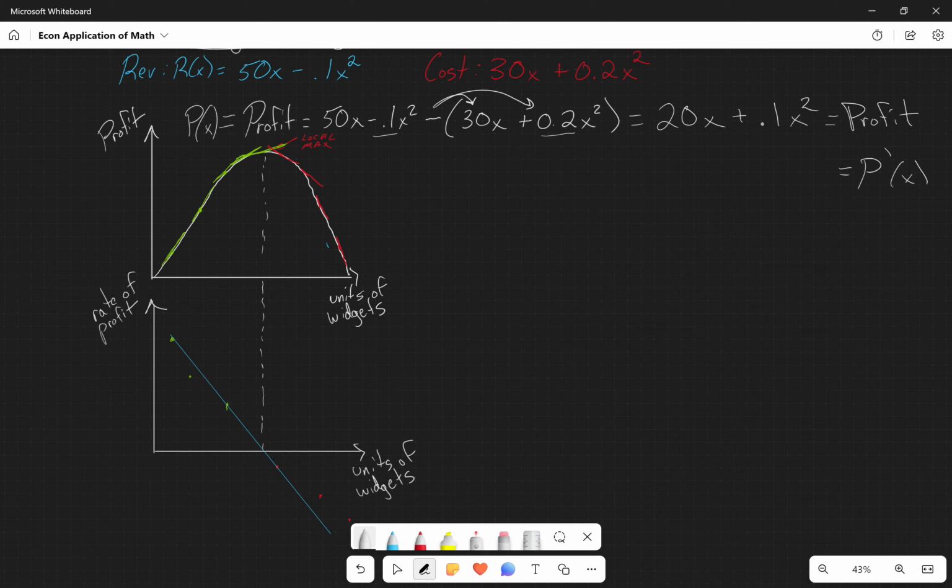So we've got P of X, and so now let's do P prime of X, right? First derivative just with respect to X. So again, on your own, just do that simple chain rule derivative. So we end up with 20 plus 0.2 x to the first power.